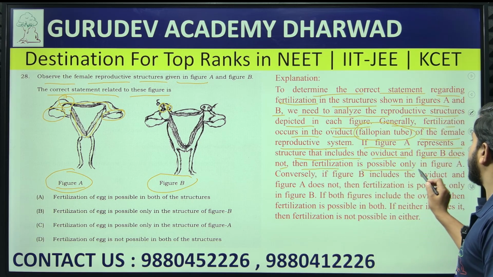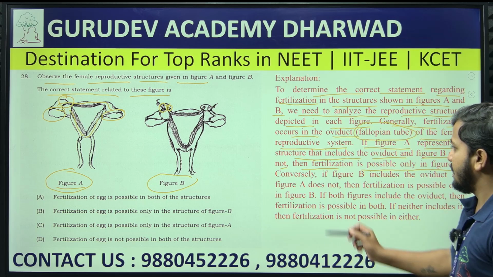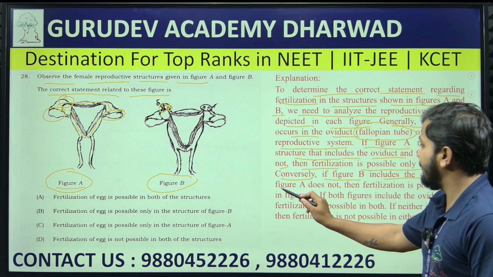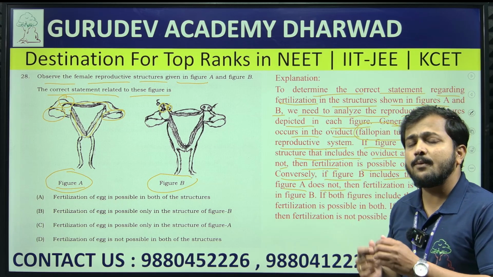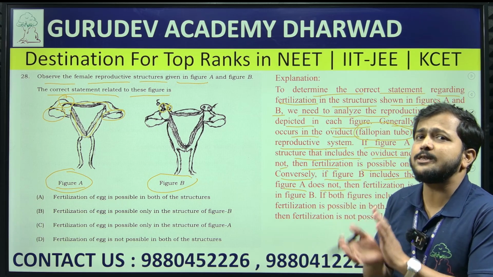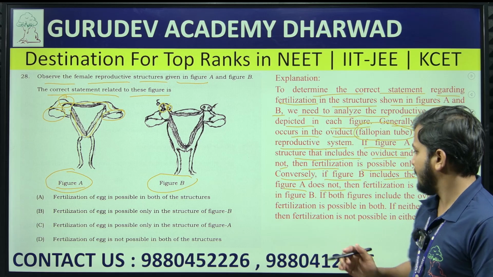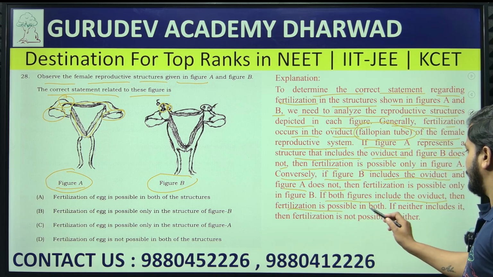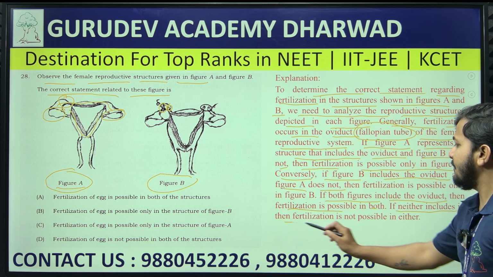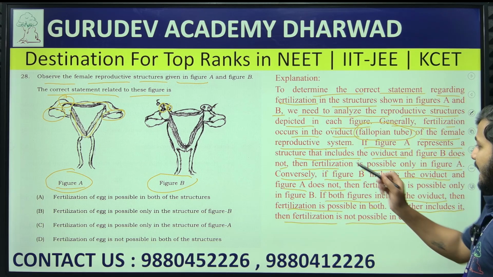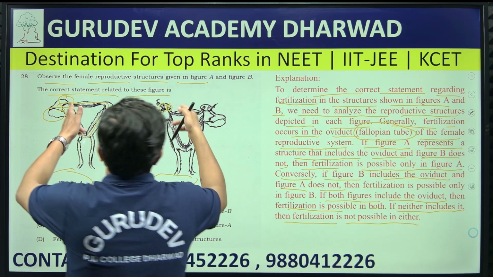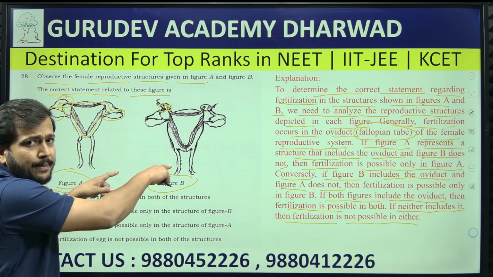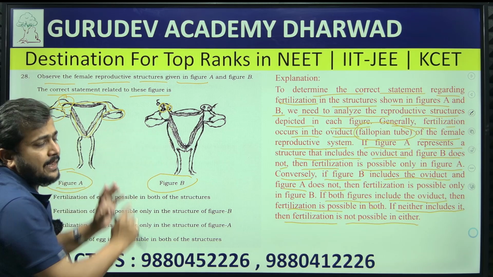Then fertilization is possible only with respect to figure A, right? Conversely, consider that figure B includes the oviduct and figure A does not; this is vice versa, or conversely, right? Then if both figures include the oviduct, fertilization is possible in both. If neither includes it, then fertilization is not possible in either of them, right? So consider there is no oviduct in these two diagrams, but there is an oviduct in these two diagrams. When there is an oviduct present, we say that fertilization is going to take place.